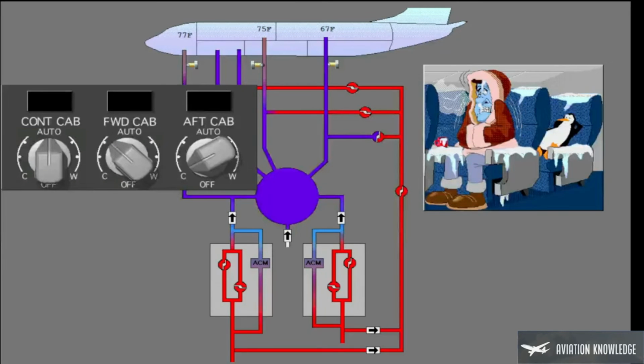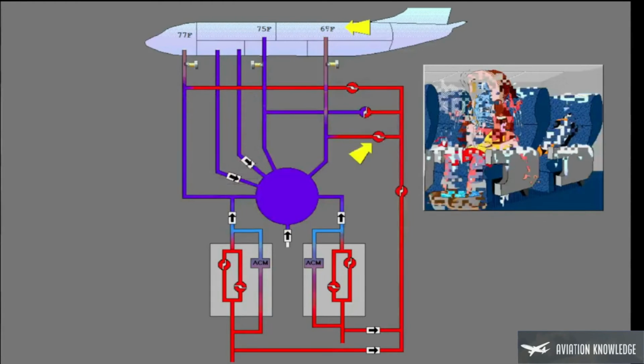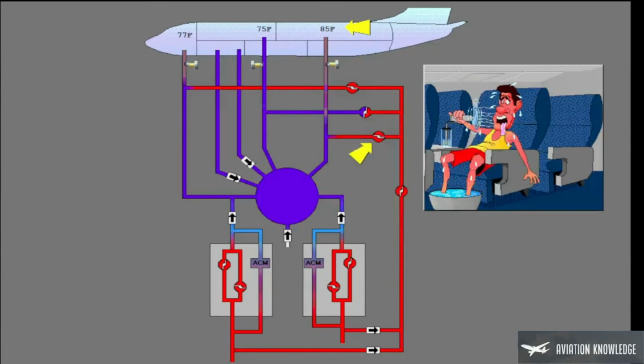Now, select a warmer temperature in the aft cabin. The aft cabin temperature trim air valve opens to allow warm air to the aft cabin. Because the forward cabin is the coldest zone, the related trim air modulating valve closes and the packs supply air at the requested temperature of the forward cabin.